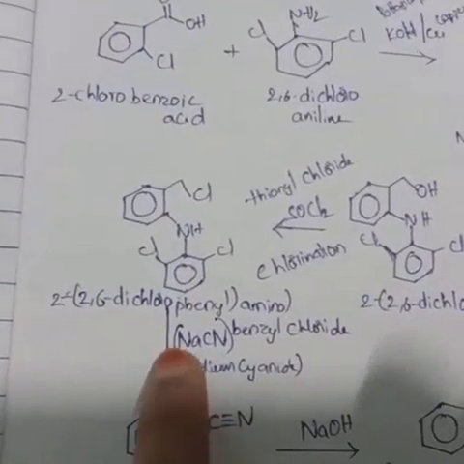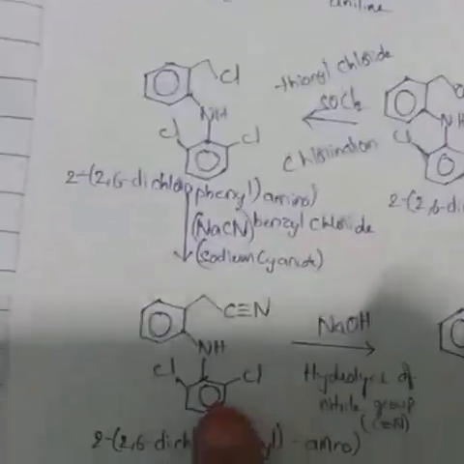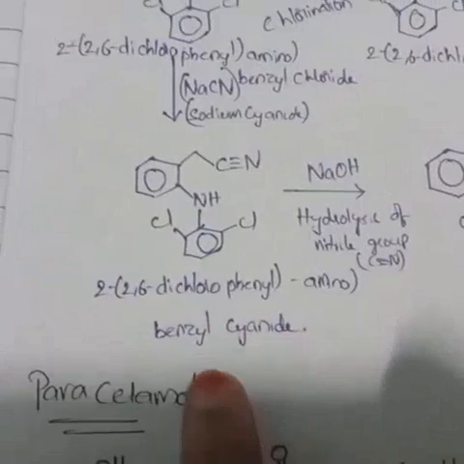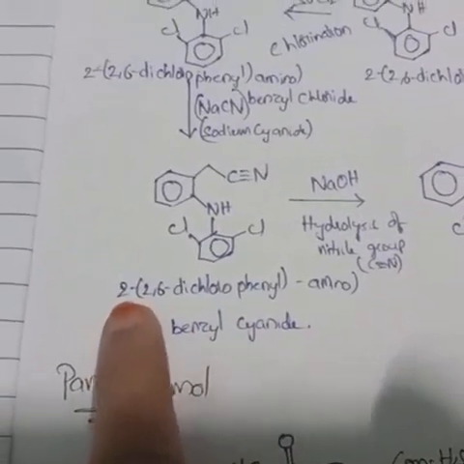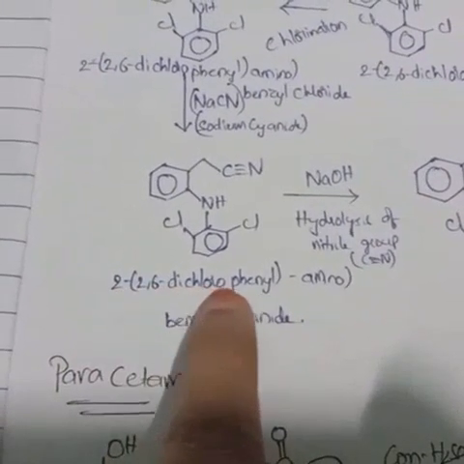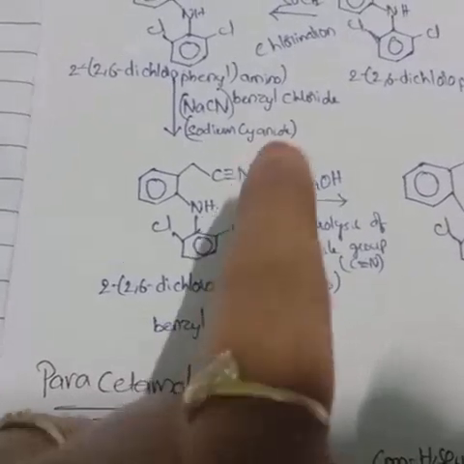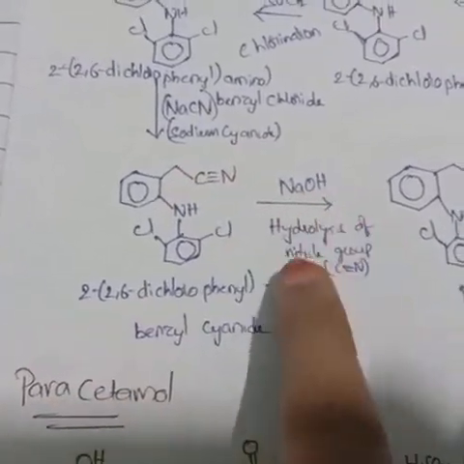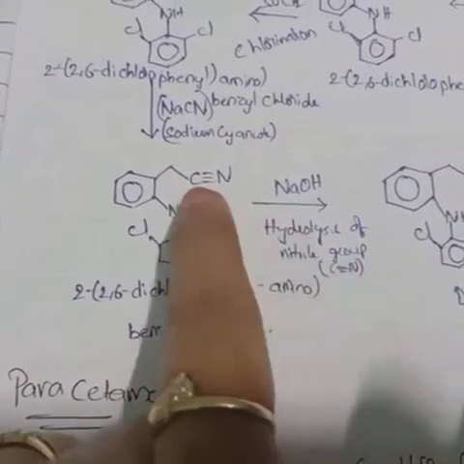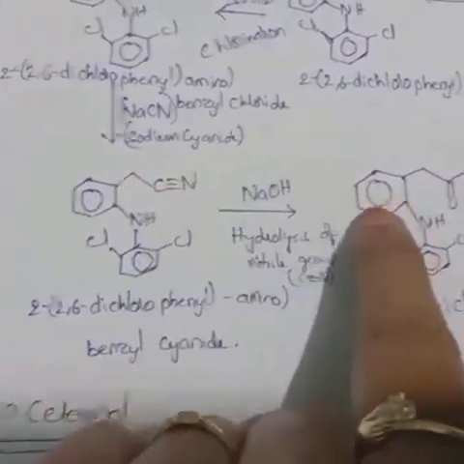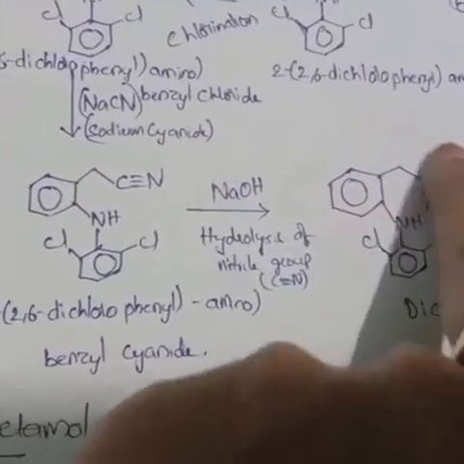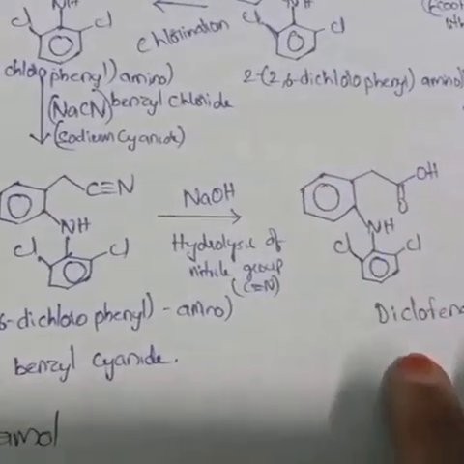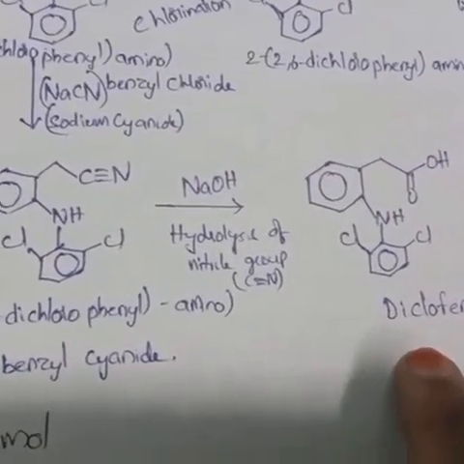This, in the presence of sodium cyanide, gives this compound. This is the intermediate formed, 2-(2,6-dichlorophenylamino)benzyl cyanide. The chlorine group is replaced by the cyanide group. In the presence of sodium hydroxide, the nitrile group undergoes hydrolysis. So finally we got this group. Finally we got diclofenac.